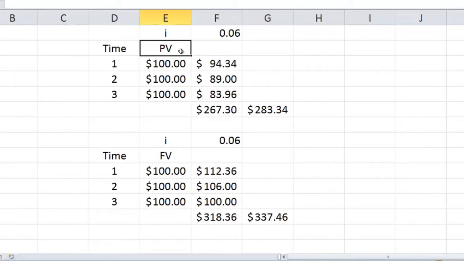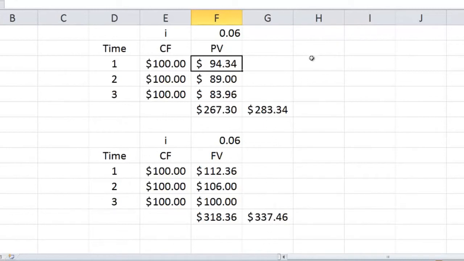So let me make these column headings more clear. We would take this present value and multiply it by 1 plus the interest rate. So that would cancel and we would just end up with 100. If this is received at the beginning of period 1, it's received at time 0, so we don't have to discount it at all. So here are our new values.